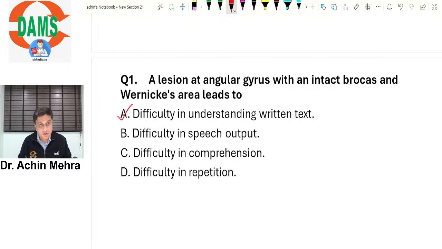What is this known as? I hope you know. Difficulty in reading is dyslexia. Dysgraphia, dyslexia, dyscalculia, disorientation to direction, everything is a part of your famous Gerstmann syndrome. I hope you know it.